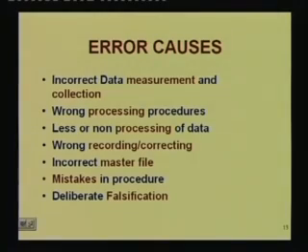So it is very important that we follow the correct data measurement and collection procedures, and the right processing procedures. Sometimes the data is available, but it has not been processed. So less or non-processing of data, wrong recording or correcting, the same point keeps coming back. Whenever we have too many procedure steps, too many stages of data entry, there will definitely be chances of human errors. So reduce human errors by reducing data entry, by reducing levels of data entry, by reducing the number of data entries for the same item.